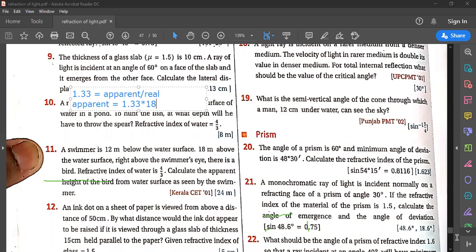So everybody has this concept cleared? Yes, sir. In the next class, we will continue our topics on refraction. We will see prism and total internal reflection. Okay.